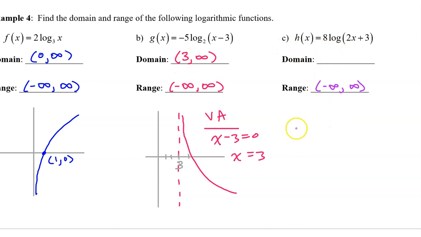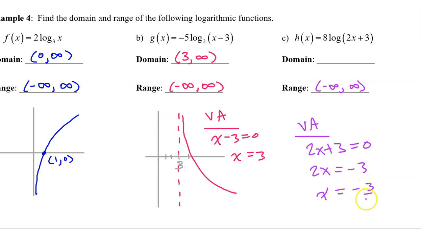For part C, we can find the vertical asymptote by setting 2x plus 3 equal to 0 and solving. So subtracting 3, we get 2x is equal to negative 3. Dividing by 2, we get x is equal to negative 3 over 2. So the domain will be from the vertical asymptote to infinity.